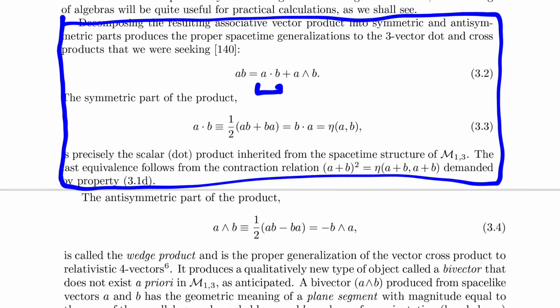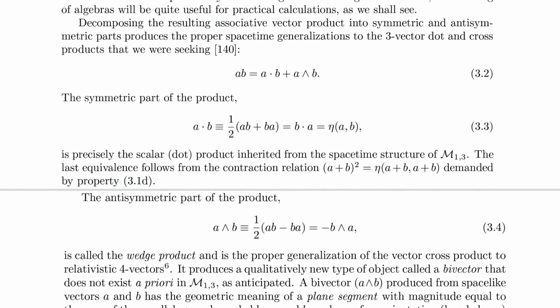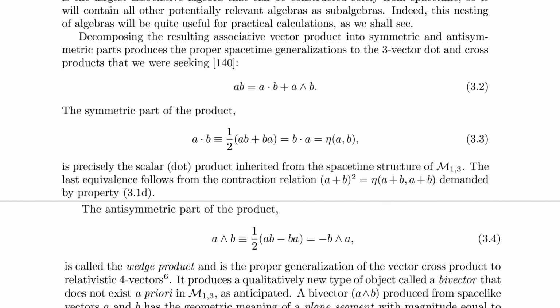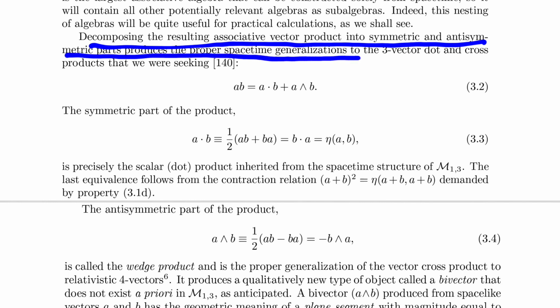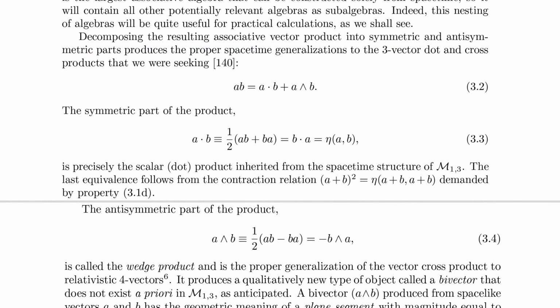So we should just read what they say. We should read the literal words of the author, because the authors have thought a great deal about this. "Decomposing the resulting associative vector product into symmetric and anti-symmetric parts produces the proper spacetime generalizations to the three-vector dot and cross products that we are seeking." So what they want to say is that they are trying to generalize the three-vector dot and cross products. Well, here's the dot product. So this must have something to do with the generalization of the cross product, I presume.